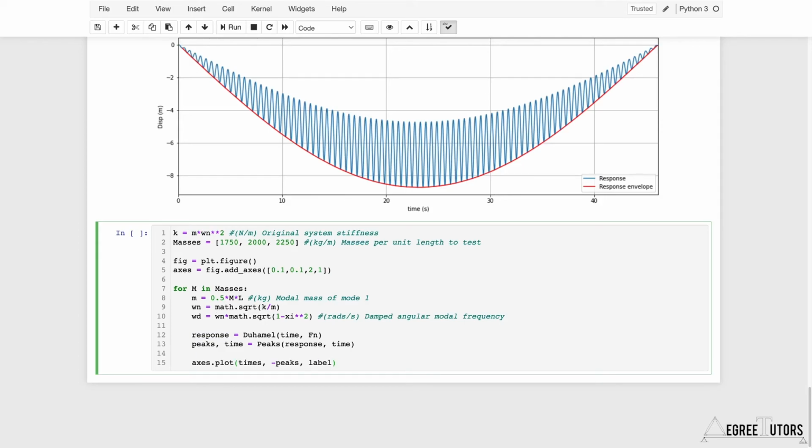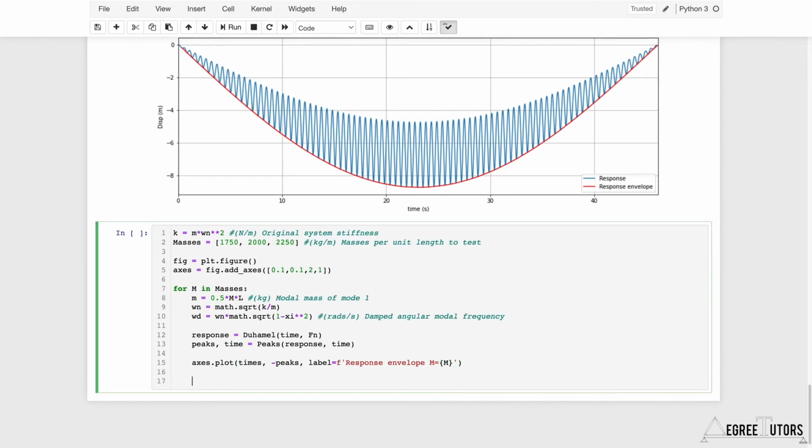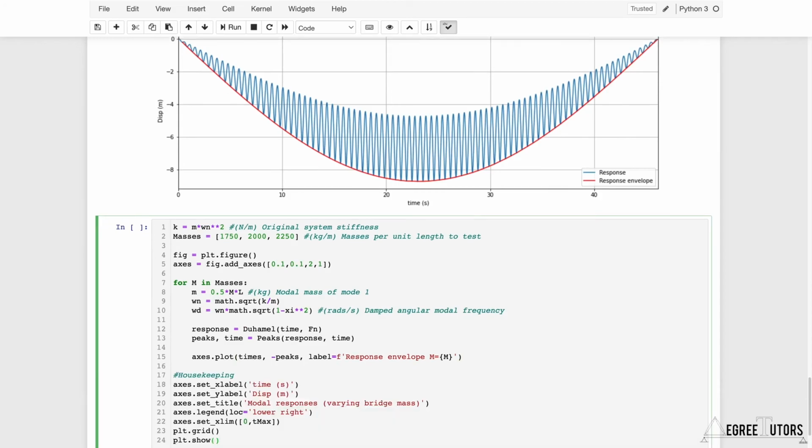We'll give it a label. And again, we'll use an F string because we're going to want a variable within our string. So we'll say label is equal to F and then the string: response envelope M equal to, and this is where we can put a variable in, and we'll just put in the current value of M, which again is updating every time we come through the loop. All right, and then we'll add our housekeeping on the outside of the loop. Again, that only needs to be added once. So reversing our indent, stepping out of the for loop, and then putting in our housekeeping at the very end after we've added our 3 lines onto the graph.